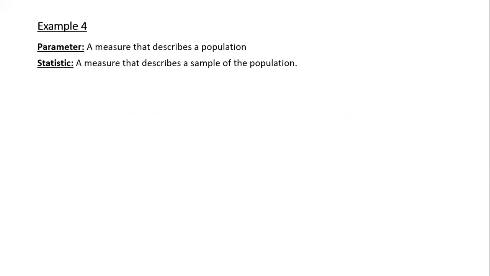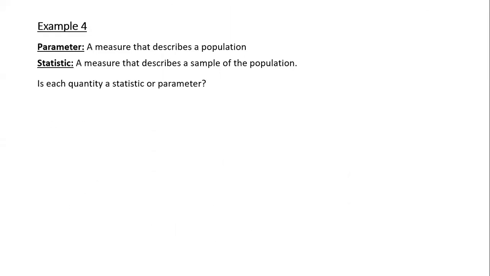Okay. And our last set of vocab for today, we have parameter, which is a measure that describes a population. And then we have statistic, which is a measure that describes a sample of the population. So the parameter goes with population, P and P. Statistics goes with sample, S and S. Okay, so there's one way to remember it. So the parameter is basically just data about the whole population. A statistic is basically data about the smaller sample size.